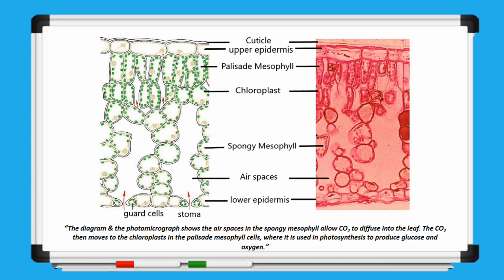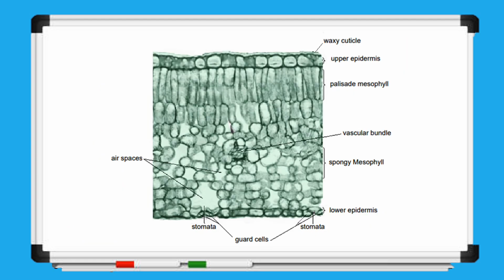So, we can observe that the diagram gives a clear, labeled structure to learn from, while the photomicrograph confirms what these tissues look like in reality. And comparing both of them helps reinforce not only where each structure is, but also how they appear when you actually observe a leaf under the microscope. Now let's look at another photomicrograph. This one zooms out a bit to give you a more complete view of the entire leaf cross-section, from the top layer all the way to the bottom.